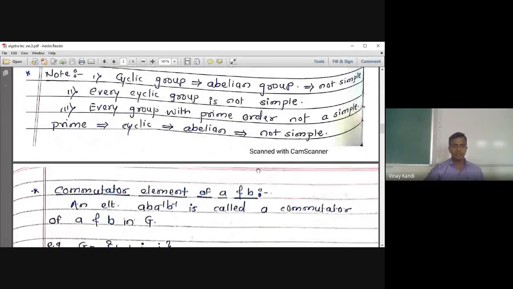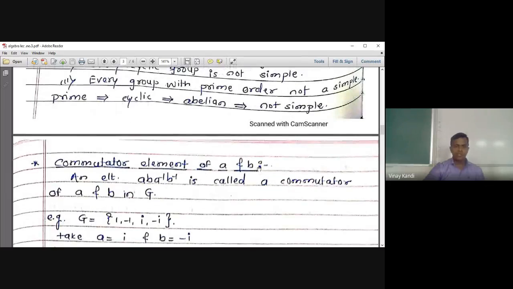Now the next part is the commutator element of A and B. Let us say what is a commutator element. An element A, B, A inverse, B inverse is called a commutator of A and B in G. Suppose we have two elements A and B, then the commutator element of A and B is equal to A, B, A inverse and B inverse.